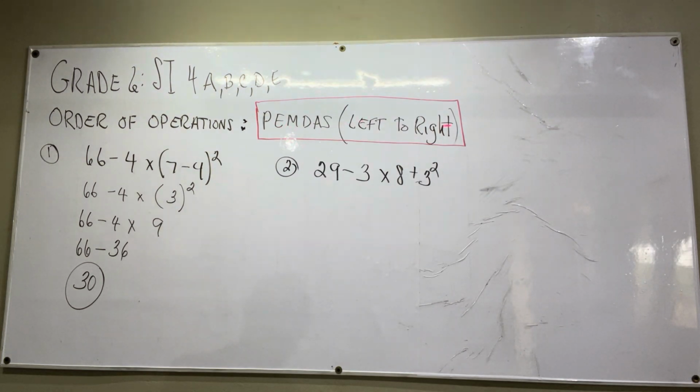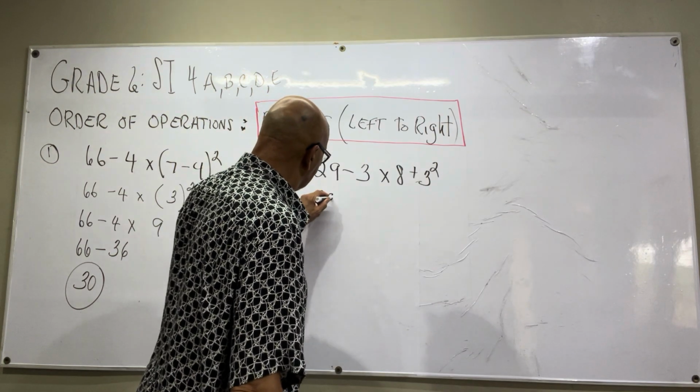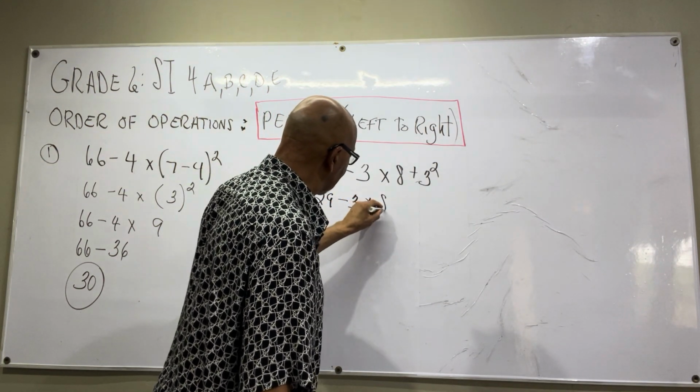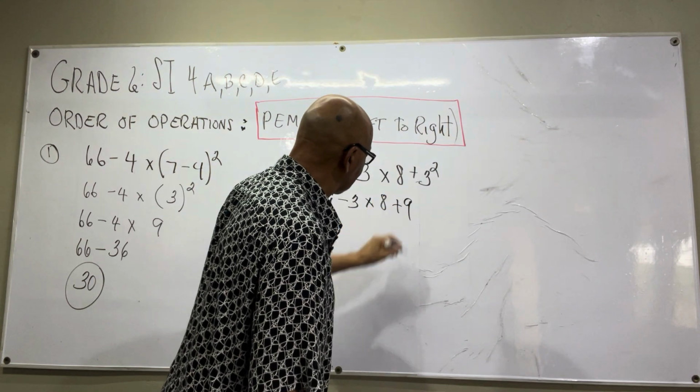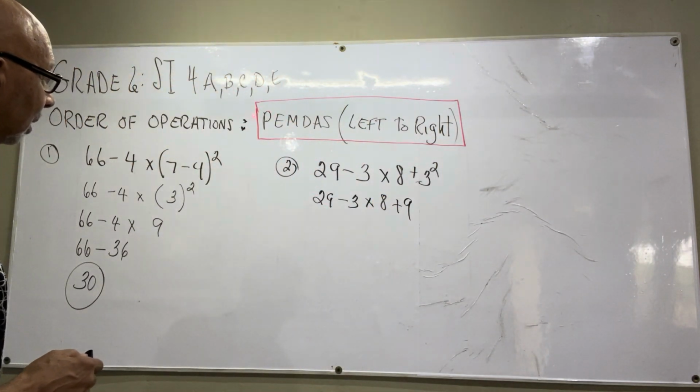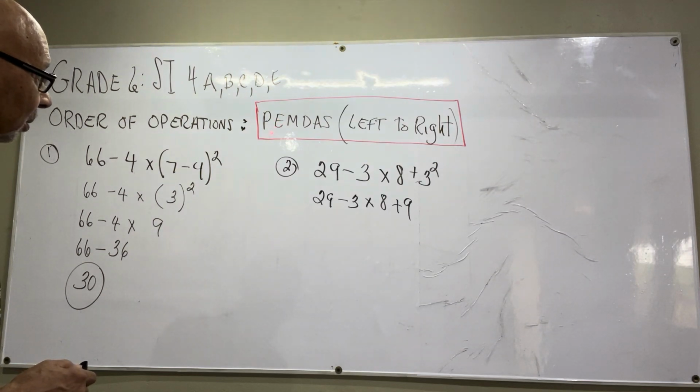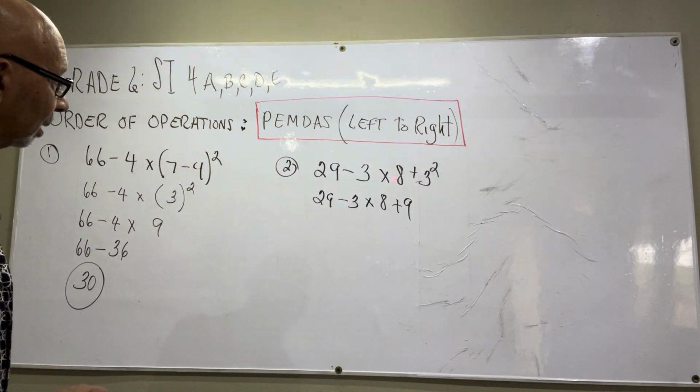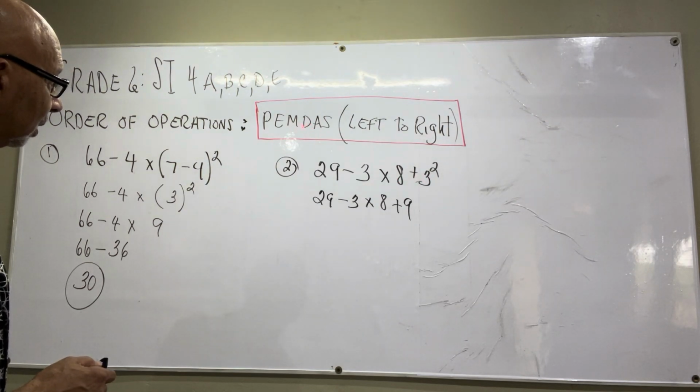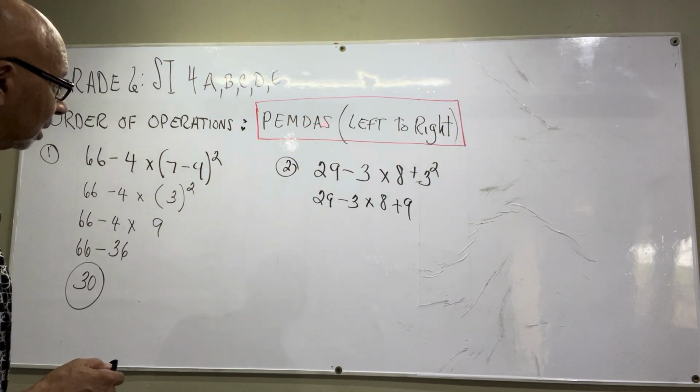So let's try the same thing with this. Parentheses, exponents, multiplication, division, addition, subtraction, left to right. So going left to right, there's no parentheses, so I've taken care of that, but I do have an exponent, so I have to do that next. So I have 29 minus 3 times 8 plus 9. So now I've eliminated, I didn't have any parentheses, I've eliminated the exponent, and I've done the multiplication. There's no division. There is some addition and subtraction.